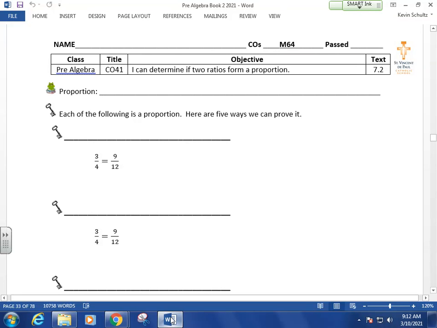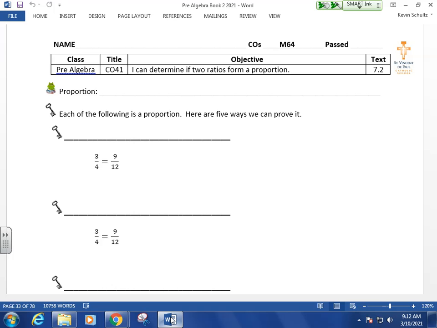And good day, pre-algebra. We are going over CO41 today, which is determining if two ratios form a proportion. And before we get to it, there are 5 different ways, all of them key points, which means all of them go on a help sheet, but 5 different ways to determine if two ratios or rates are proportional. What's a proportion? Let's define that first. What are we really determining here?